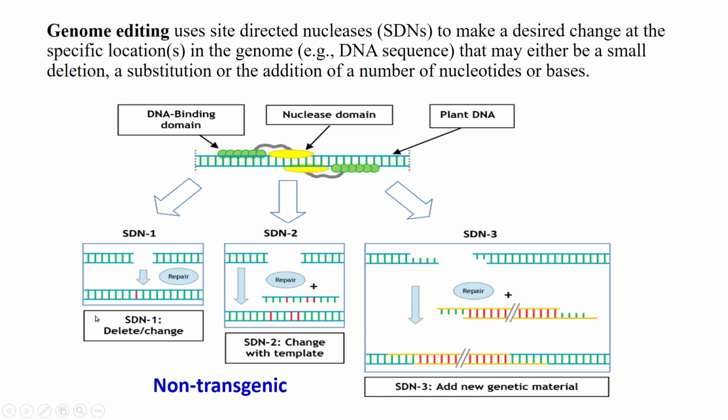And SDN1 in many countries is allowed to be introduced in the farmer's field directly without biosafety guideline. The second one is SDN2. Here, after the double strand break, you put a template sequence. A template means you design this side and this side, the green, matching with the DNA sequence in two parts.